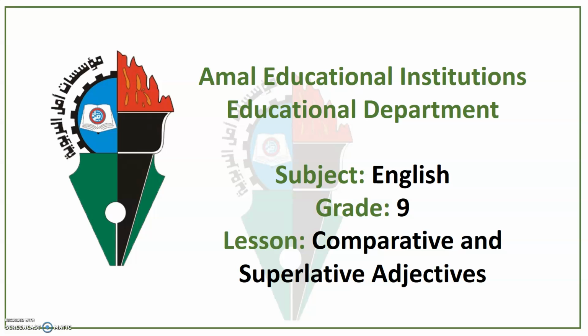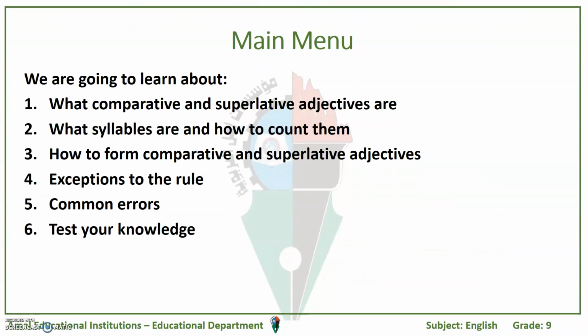Today's lesson is about comparative and superlative adjectives. Here's our main menu. We are going to learn about what comparative and superlative adjectives are, what syllables are and how to count them, how to form comparative and superlative adjectives, exceptions to the rule, common errors, and then we're going to test your knowledge.